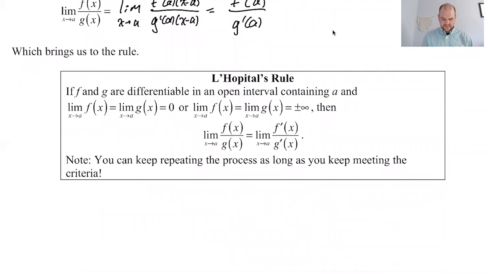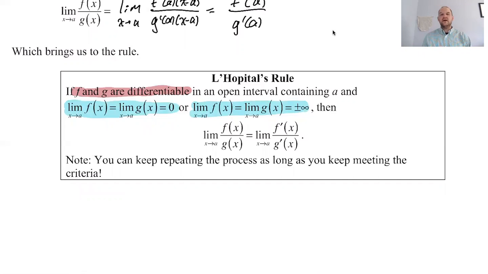So L'Hopital's rule says, if f and g are differentiable, so I don't believe that you always need to state that, but it needs to be true. Differentiable in an open interval that contains a, that's fine. And you need this, so you're going to write this part. Either you're writing this, or you are writing this. You need to write that though to get the full credit, and it's all about getting the full credit. Then the limit as x approaches a of f of x over g of x is equal to the limit as x approaches a of f prime of x over g prime of x.